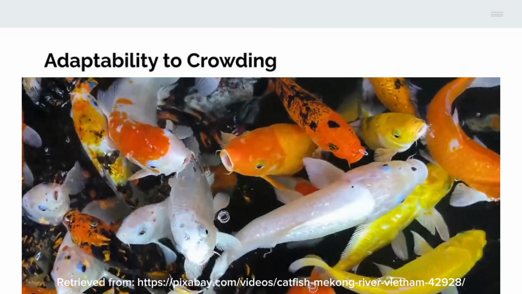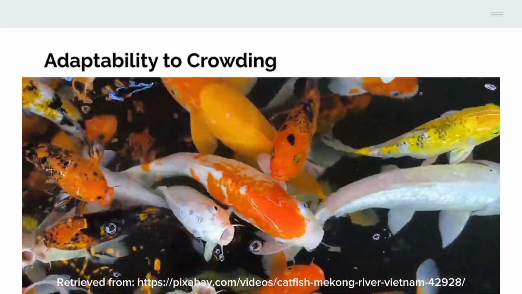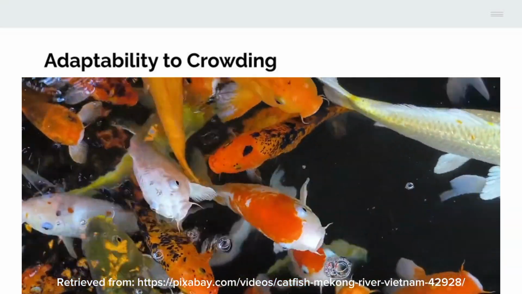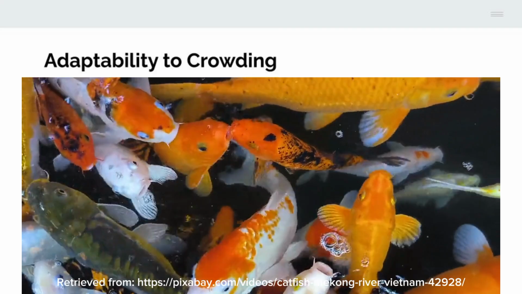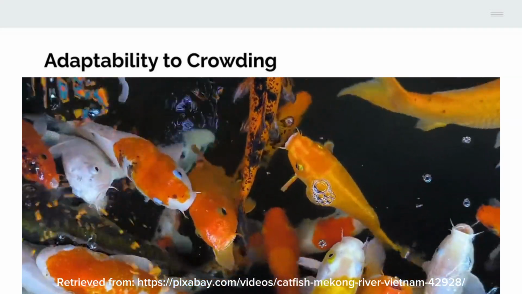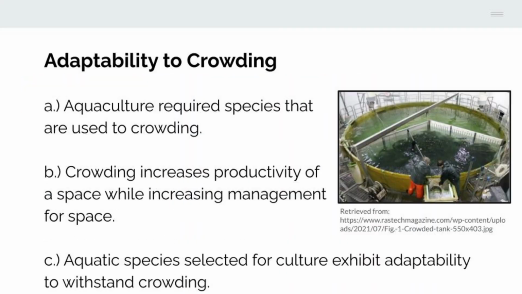In aquaculture, space is a valuable resource. To maximize production, species must be able to tolerate high stocking densities without experiencing excessive stress or health issues. Aquaculture requires species that are used to crowding. Species that naturally school or tolerate high densities are preferred, as they can thrive in confined spaces without significant negative effects. Crowding increases the productivity of a space while increasing management for space.